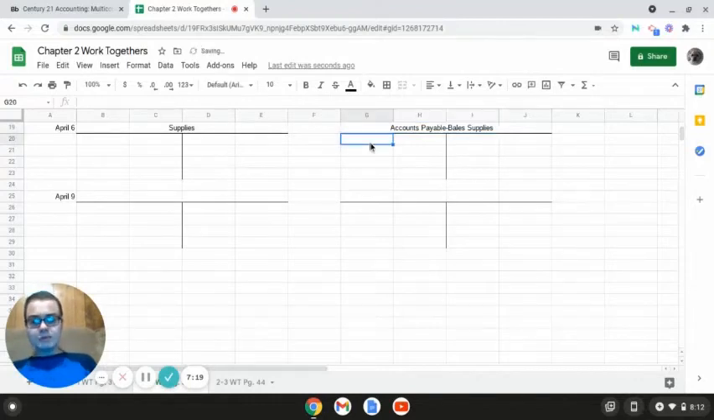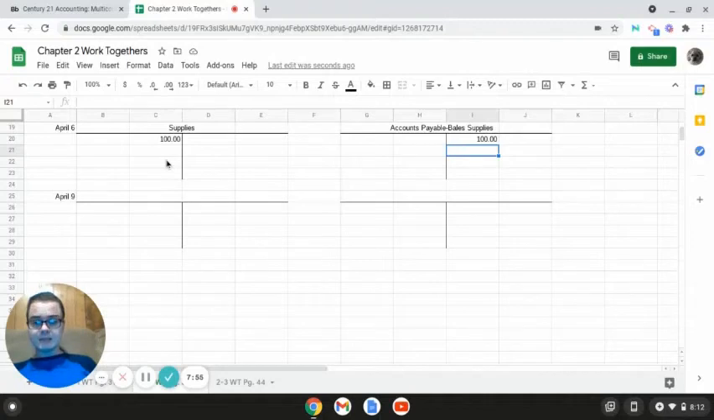Okay, next we have to determine what account gets debited and what account gets credited. So the transaction read that we bought supplies on account from Bail Supplies and the amount was $100. So when we buy supplies on account, that means that our supplies account is going up or increasing. So for this transaction, we're going to debit $100 for supplies, and then we're going to credit accounts payable, Bail Supplies. Now, for this transaction, as I read in the 2-2 text, both of these accounts are being increased.